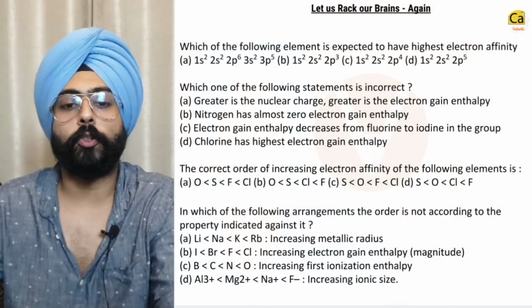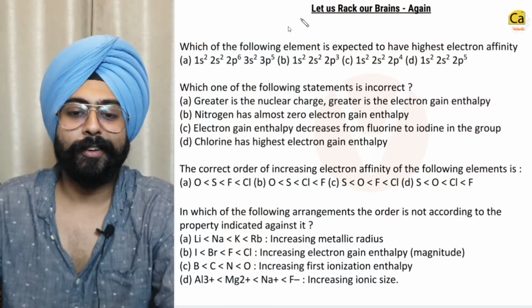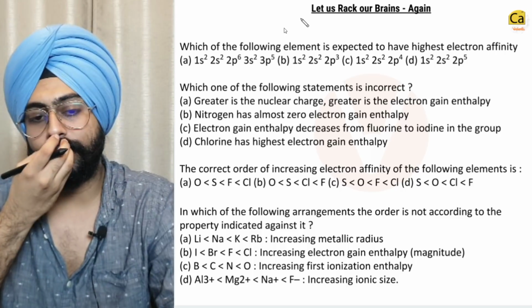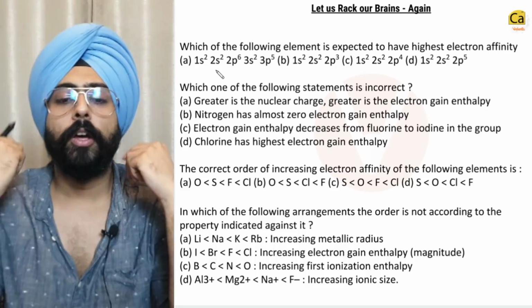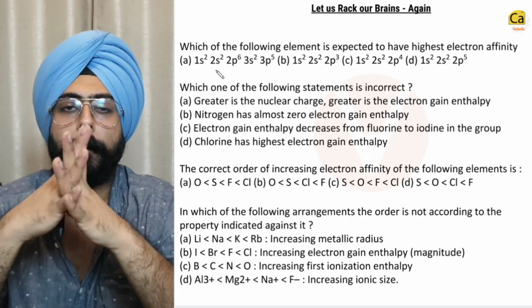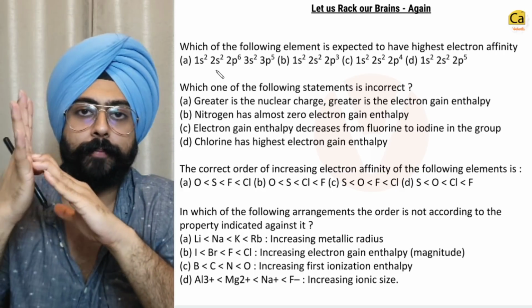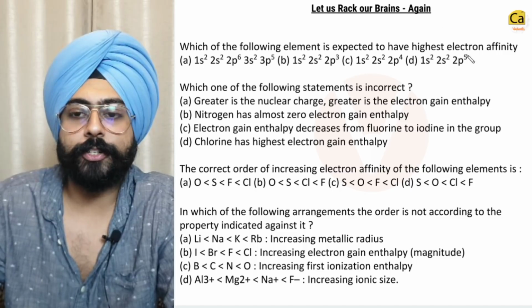Yeah. So now, my dear friends, is time for us to solve these ones. Let us rack our brains again. We've been doing this section in the previous few classes of periodic properties as well. So chalo kare inko. First one, which of the following elements is expected to have the highest electron affinity? Bataiye. Which of the following elements is expected to have the highest electron affinity?